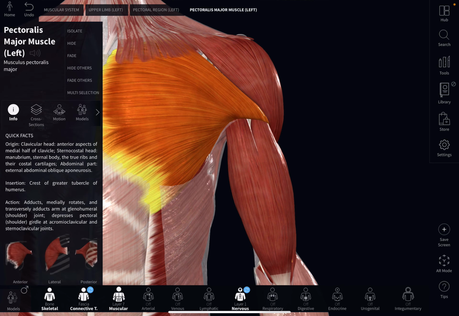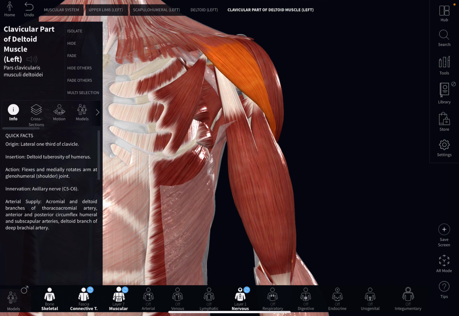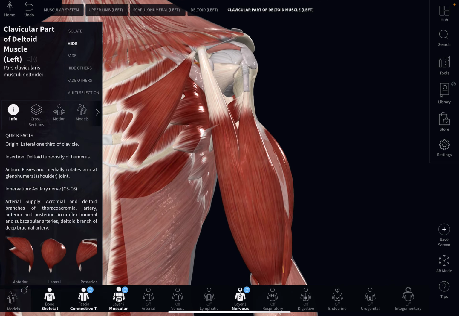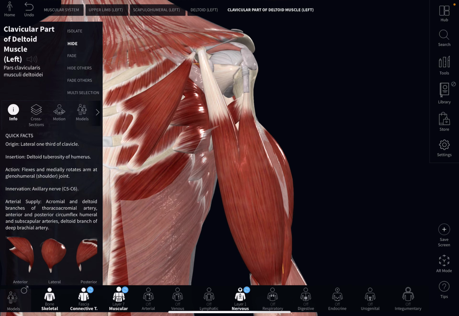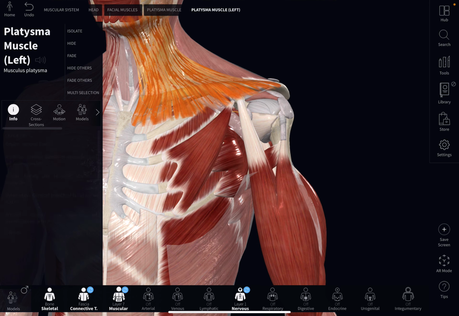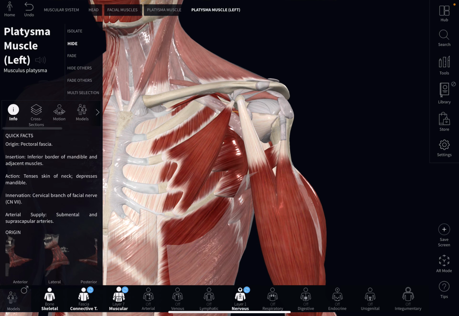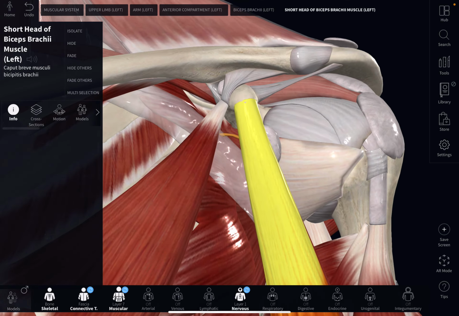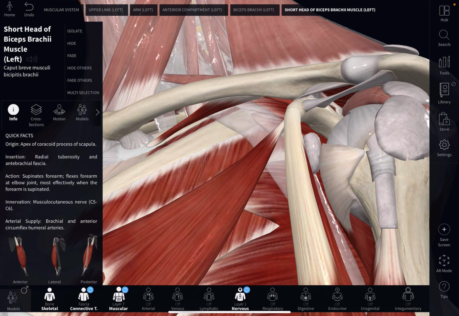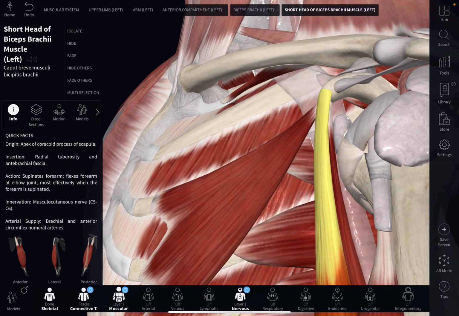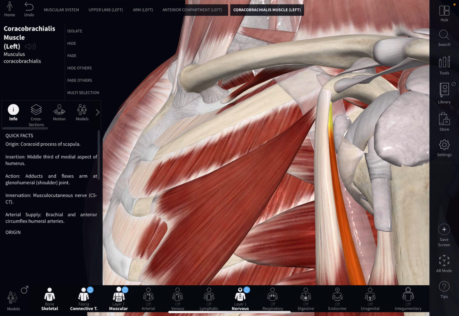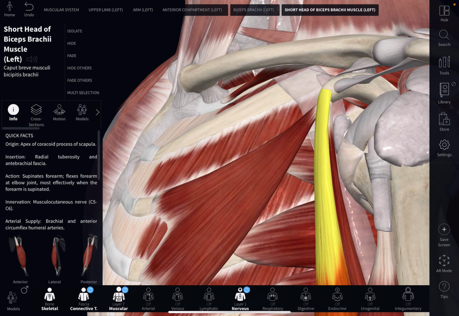So let me again hide the pectoralis major muscle and the deltoid muscle so that we can see the heads of the biceps brachii properly. Like I was telling you, there are two heads of origin for the biceps brachii. There is the short head, which lies medial to the long head of the biceps brachii muscle. Here is the origin of the short head in common with the origin of the coracobrachialis. This is the coracobrachialis muscle. We discussed this muscle and the biceps brachii.